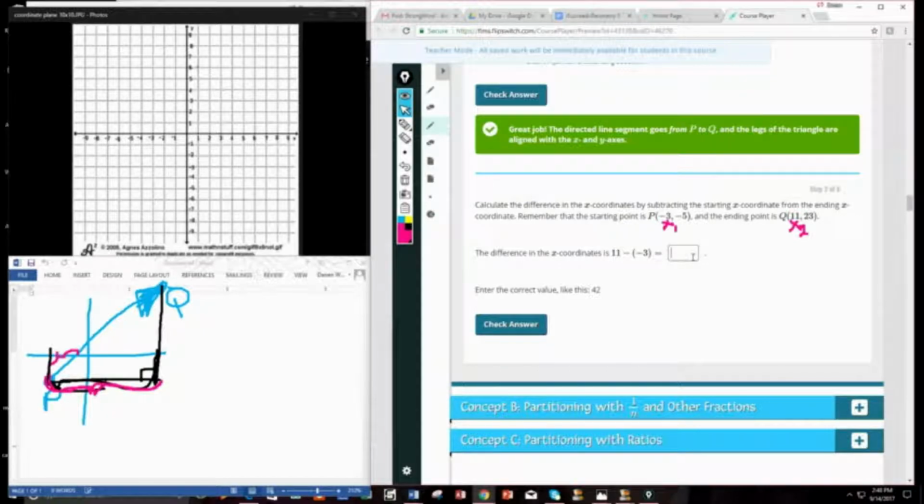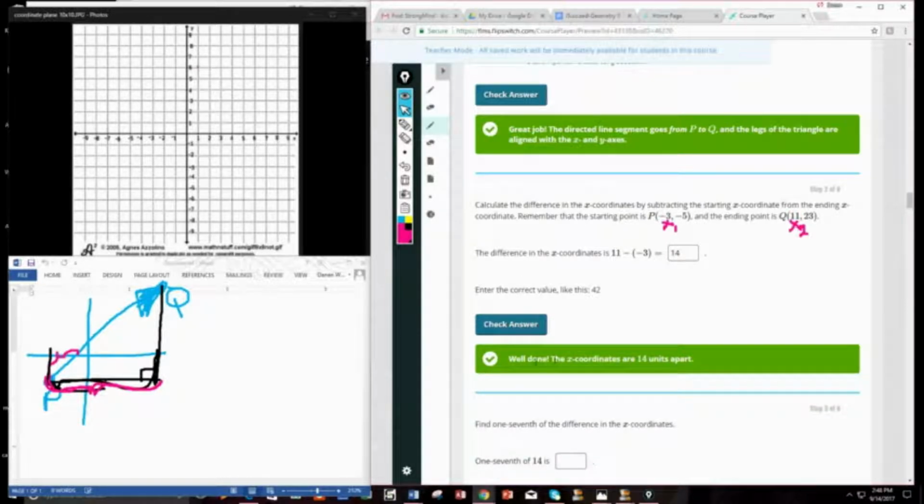Okay, 11 minus -3, double negatives, that turns into our addition. So 11 plus 3 is 14. Awesome, so this length right here, we know, is 14 units long.